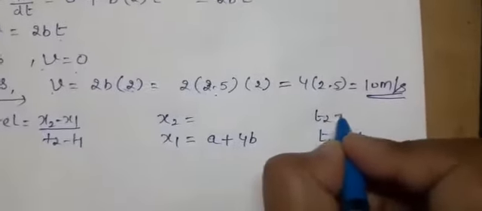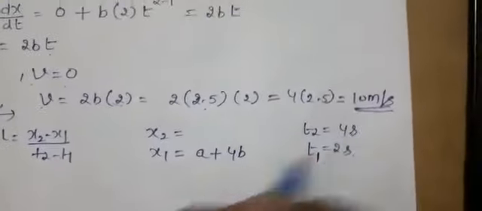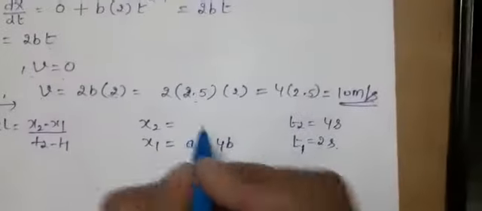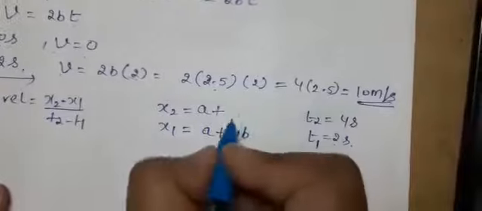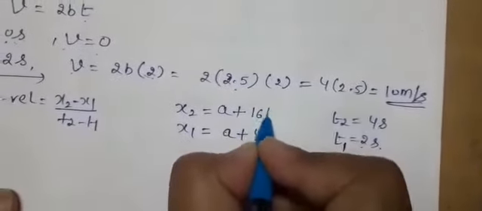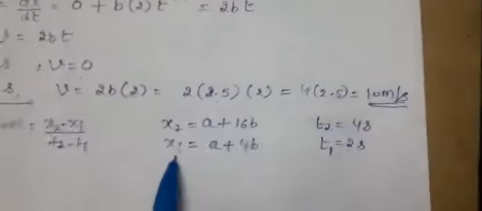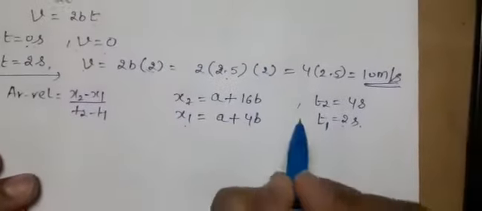Similarly, t equal to 4 second. Second time is 4 second. So x2 will be a plus 4 square, 4 into 4, 16b. So you have obtained x2 and x1, and the time intervals are also shown here.